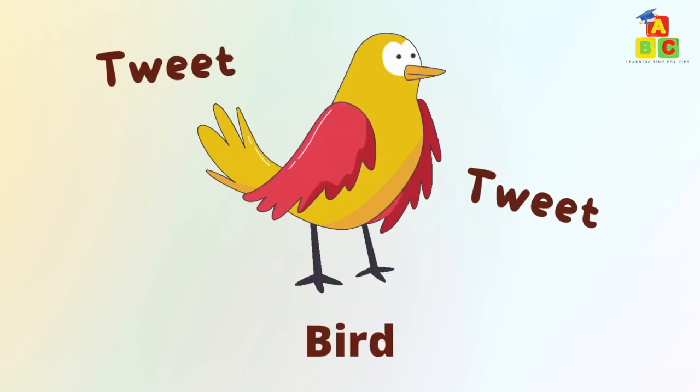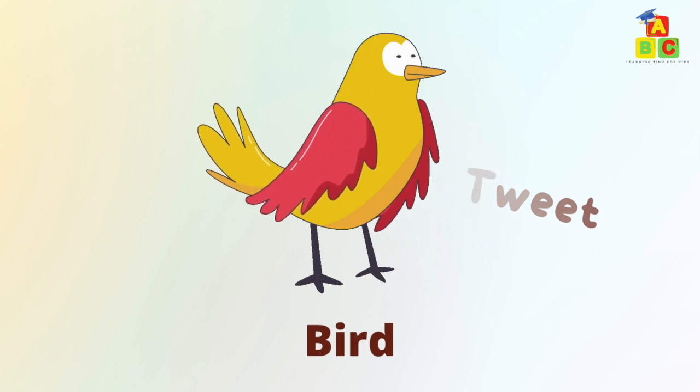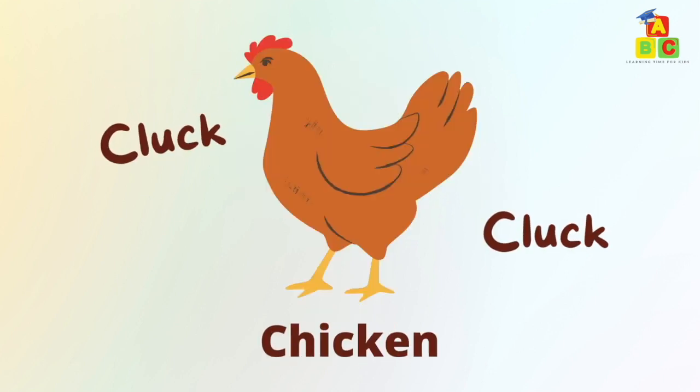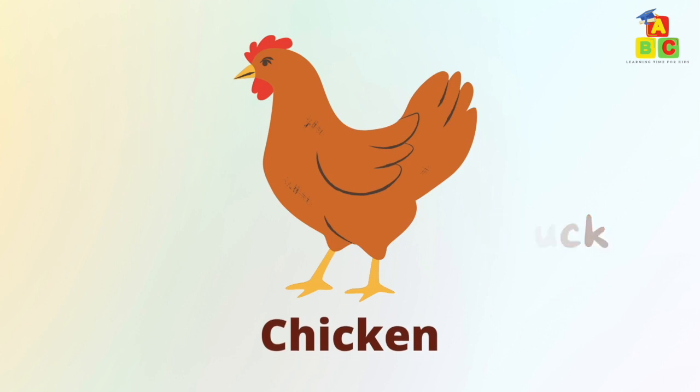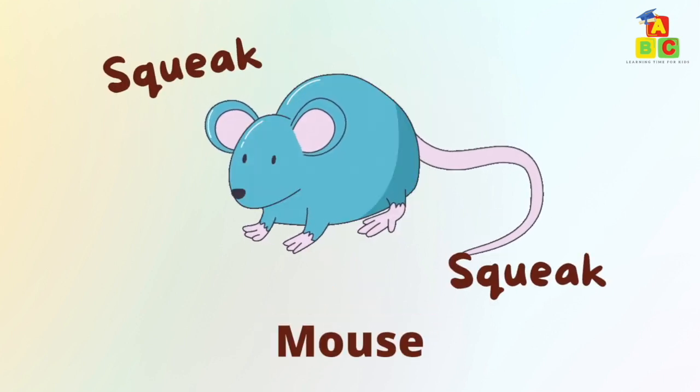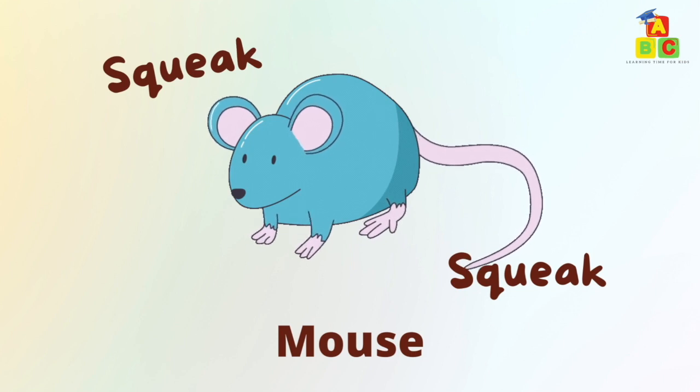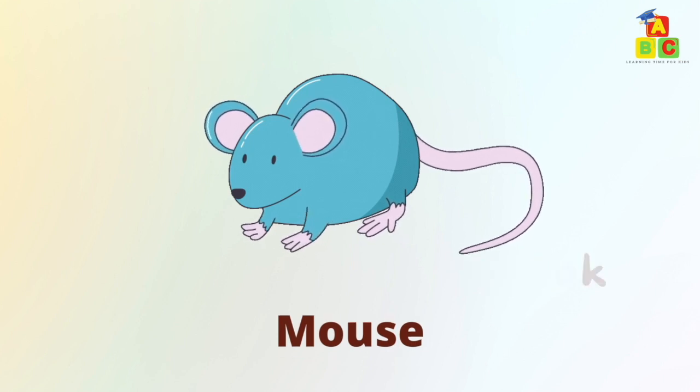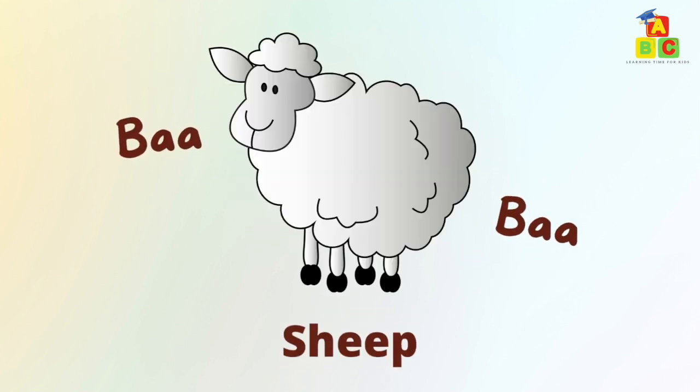The bird says tweet, tweet. The chicken says cluck, cluck. The mouse says squeak, squeak. The sheep says baa, baa.